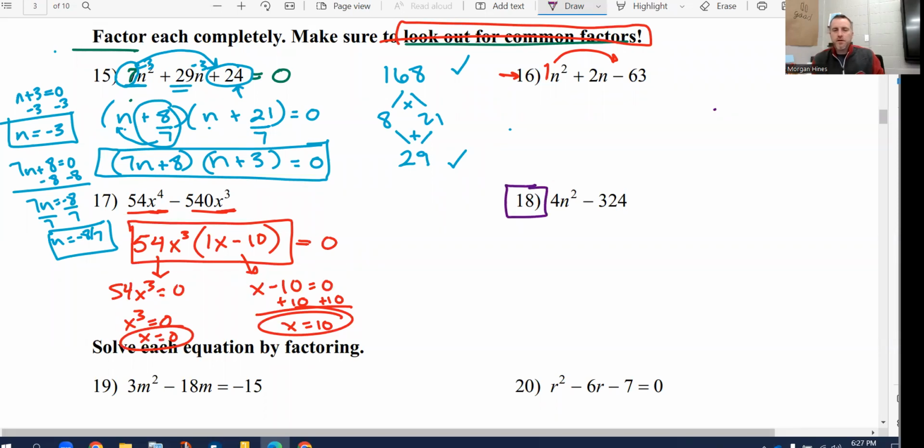18 is interesting. It's a good one, so let's go through it. Are there any common factors? I'll let you think about it. Yes. They can both divide by 4. 4 can come out here. Can we take out a variable? No, because this one doesn't have one. It's not common. We don't share that. So 4 multiplies by what to get 4n squared? It multiplies by n squared.